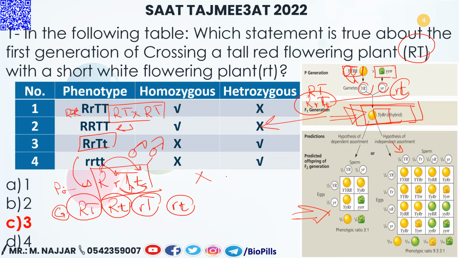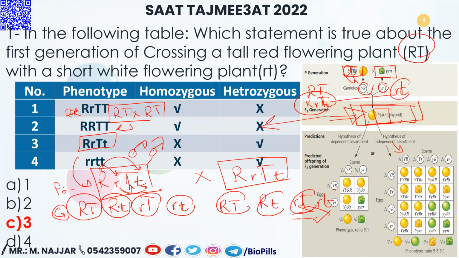And here we cross with a female, which will also be R capital R small, T capital T small. And if you go for the gametes, it's going to be exactly the same: R capital T capital, R capital T small, R small T capital, R small T small. And if you are in doubt, as I mentioned, Punnett square it. And here is the Punnett square for it. But instead of the letter Y here, replace it with T, and it will be exactly the same.